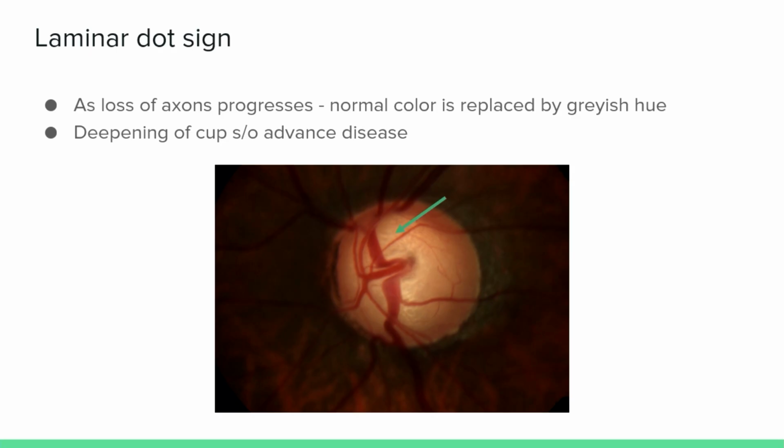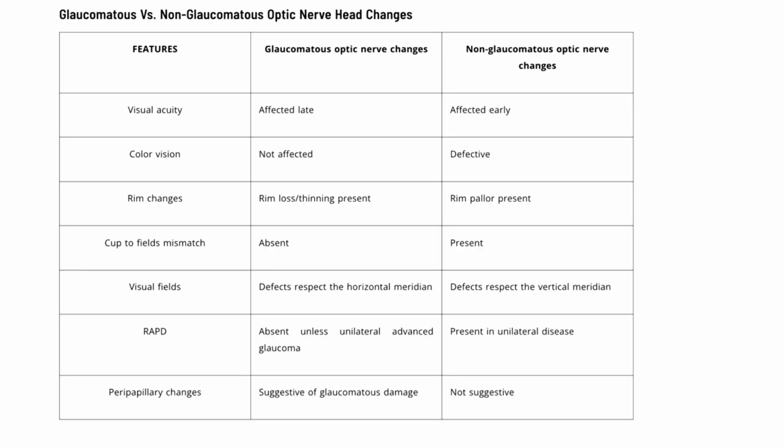As loss of axons progresses, the normal color is replaced by a grayish hue. It suggests a deepening of the cup in advanced disease. Moving on to glaucomatous versus non-glaucomatous optic nerve head changes. In glaucomatous optic nerve head changes, the visual acuity is affected very late. However, in non-glaucomatous, it is affected early.